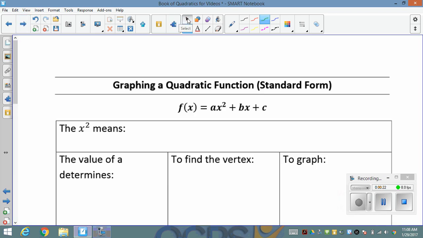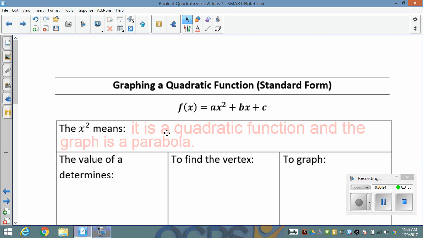So let's start again by taking a look at what our x squared means. When we see that x squared, just like in the vertex form, it is a quadratic function and the graph is going to be a parabola. Now notice this time we don't have A, H, and K. We have A, B, and C. And this changes things just a little bit.